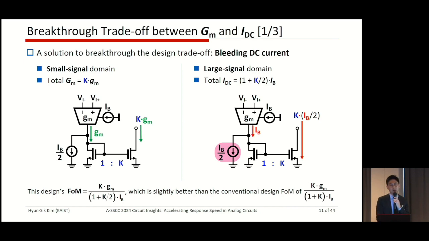Nothing is changed. But in the current consumption, only the remaining current will be copied to here with a factor of K. Therefore, we can reduce the total current consumption right here. So in this design, the figure of merit can be slightly improved and is better than the conventional design's figure of merit, right? This is maybe approximately 2 times increased, right? Okay, so then we have a hint. So how to maximize this opportunity?